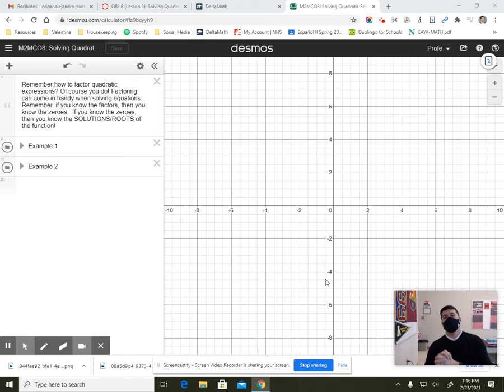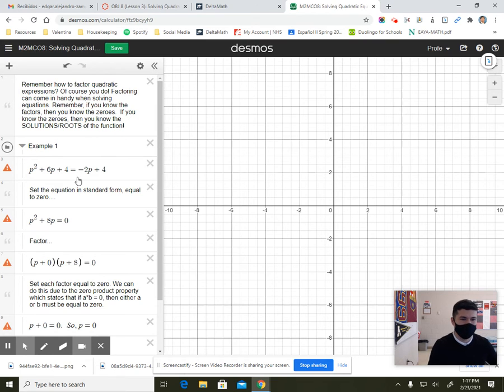Okay, we're kind of tired of the quadratic formula, even though it works every time, even though we're super good at it. Let's talk about a different way of solving quadratic equations quantitatively. So let's throw in this guy. Let's say I've got p squared plus 6p plus 4 equals negative 2p plus 4.